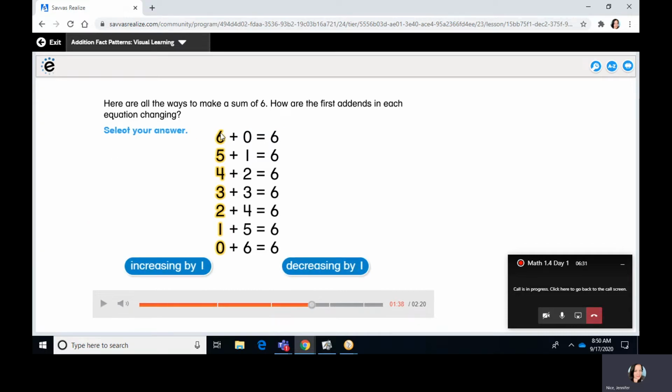We start with a 6 and we go down to 0. So are we increasing by 1 or decreasing by 1? We start high and then we go low. That's decreasing.